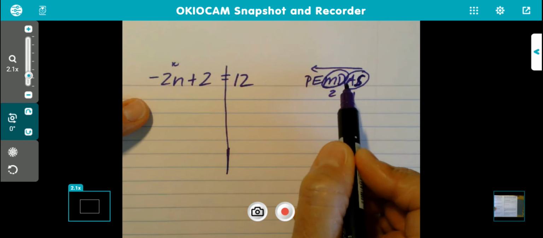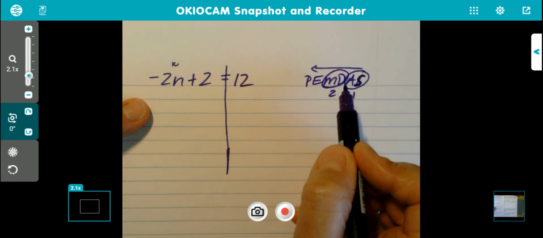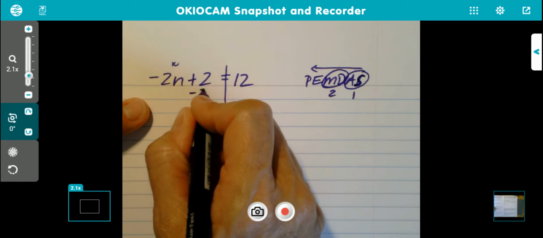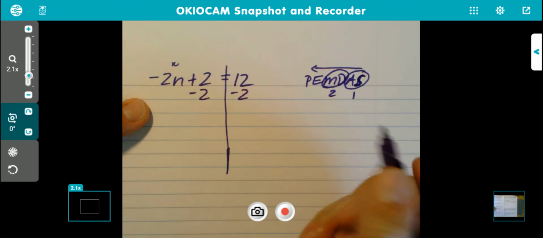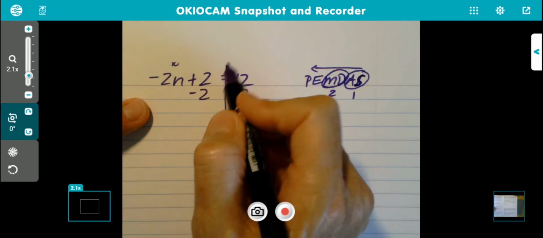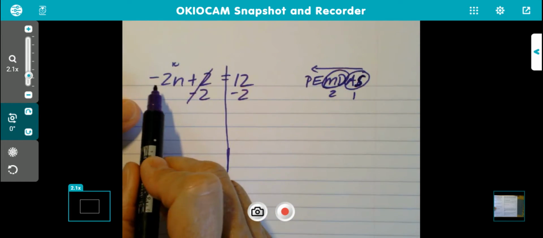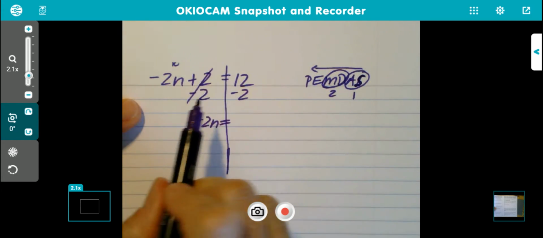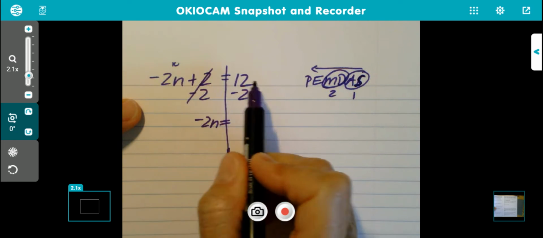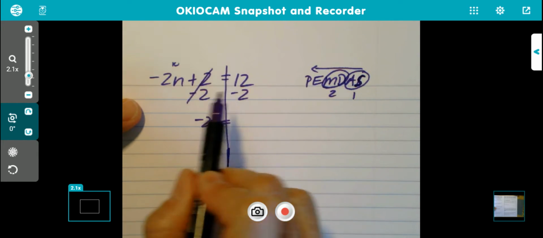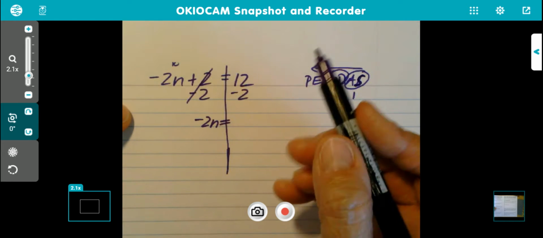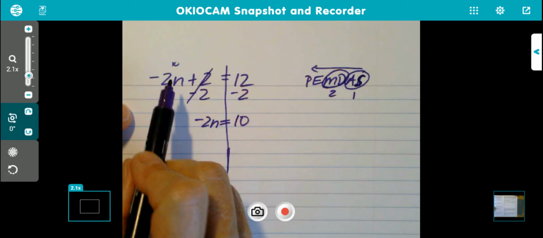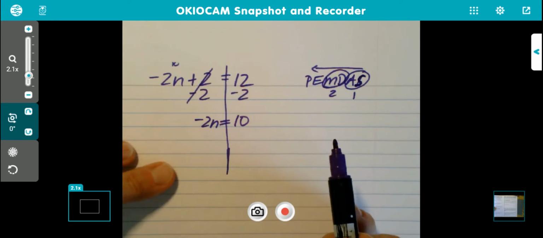First thing I'm going to do, I'm going to undo my addition with my related fact of subtraction. So I'm going to subtract 2 from both sides. Now +2 minus 2 goes away. It's a 0. I'm left over here with -2n. Remember, if I do it to this side of the equation, I have to do it to this side in order to keep them equal. That's why I subtracted 2 from both sides. Now 12 minus 2 is 10. We thought this was going to be 10, and it is 10.